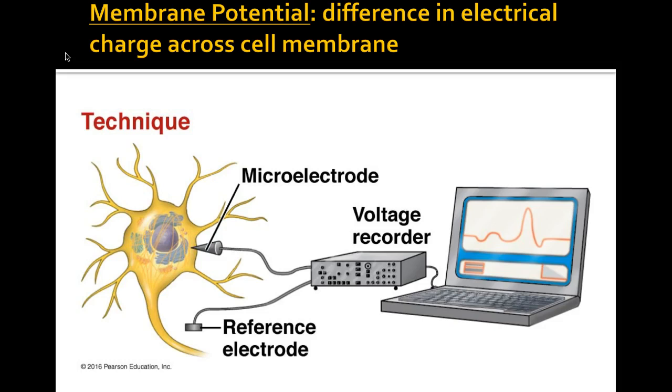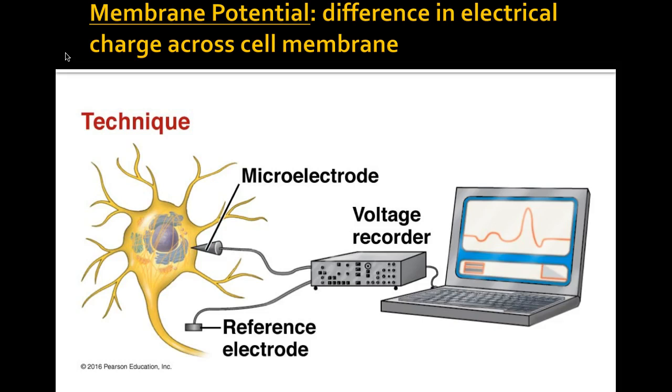Nerve and neuron impulses have to do with a form of electricity. And the way that neurons work is first by having a membrane potential. There needs to be a difference in the electrical charge across a cell membrane in order for that signal to be sent.